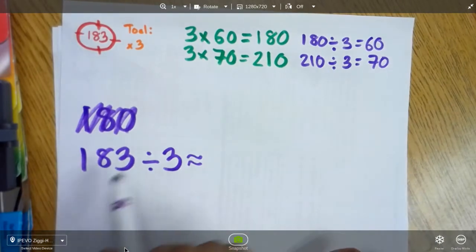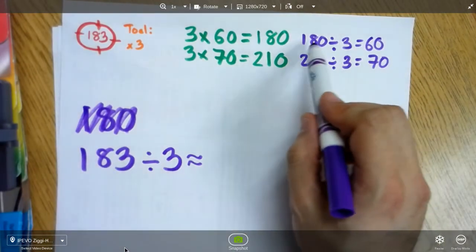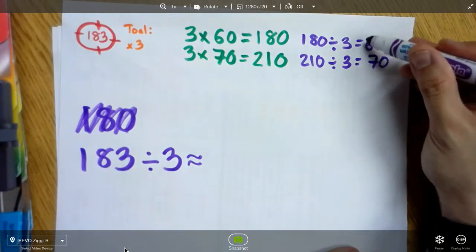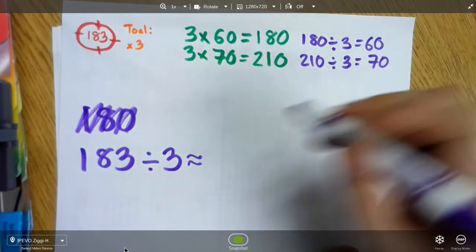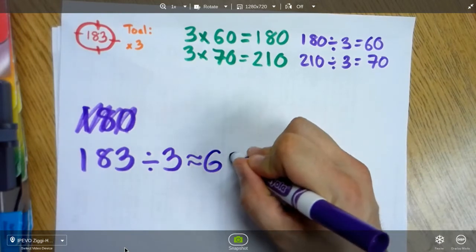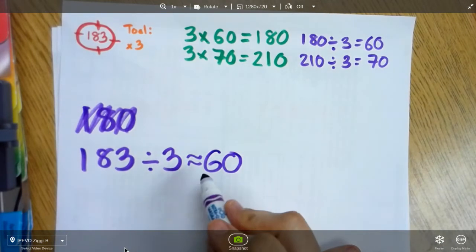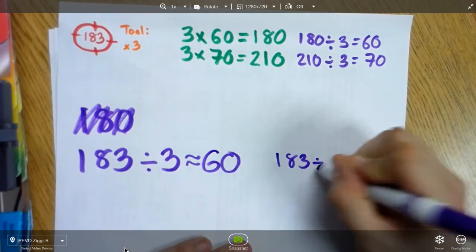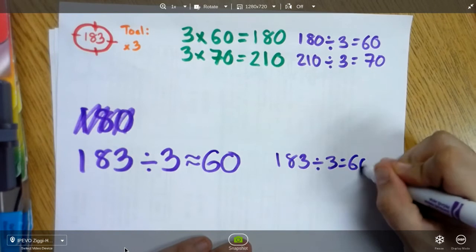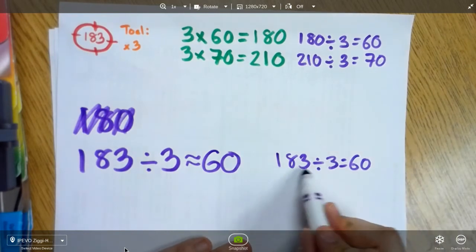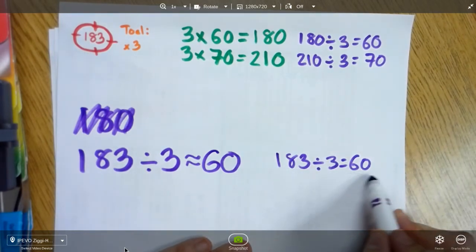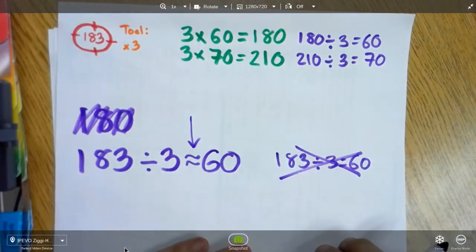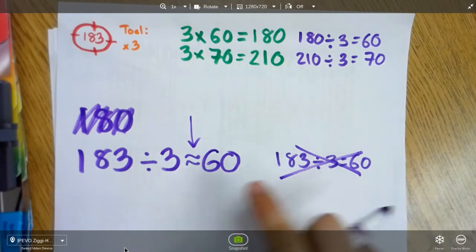Well, I know that 183 is really close to 180 right here. So our answer is going to be between 60 and 70, but it's going to be much closer to 60 right here. So I'm going to say that 183 divided by 3 approximately equals 60. Remember, if you were to write 183 divided by 3 equals 60, that would be wrong. That's saying 183 divided into 3 parts is exactly 60. That's incorrect.